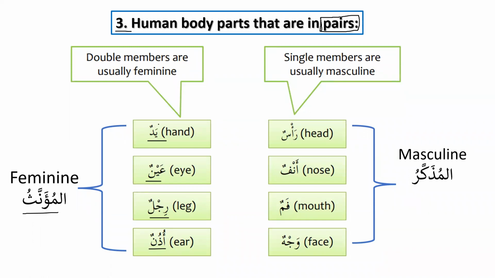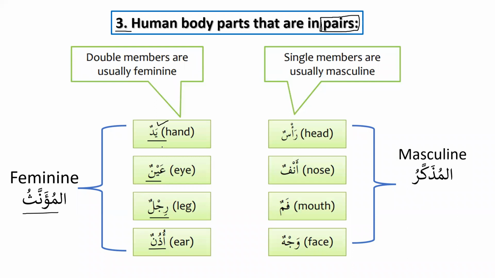For example, yadun means a hand, right? Yadun means a hand, and yadani means two hands. So whether we talk about one hand or two hands, they will be feminine in Arabic. Yadun is feminine, aynun is feminine, rijlun is feminine, udhunun is feminine, and inshallah, when we learn more about the rest of the body parts, we will come to know whether they are masculine or feminine.